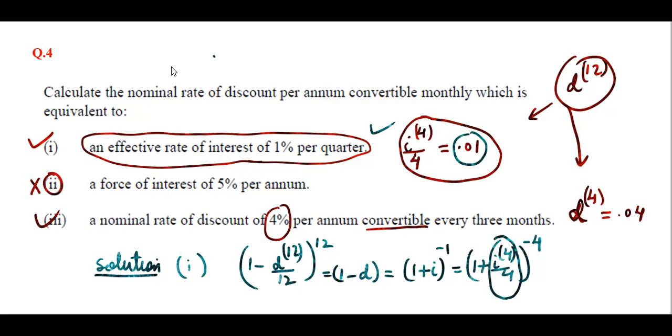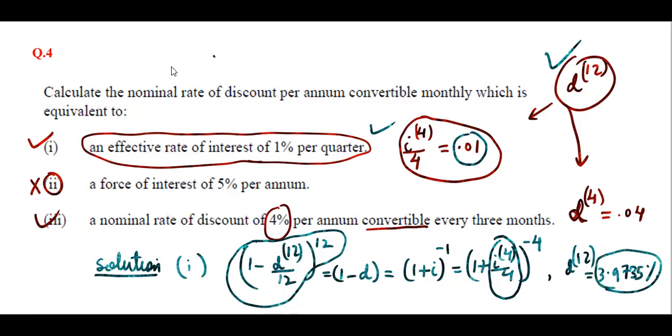So 1.01 power minus 4 is what? This expression. So then take 12 to this side. You get 1 minus d12 by 12. From that, you can find d12 by 12. From d12 by 12, you can find d12, because we need d12, not d12 by 12. This is very important. 3.9735%. This is what you will get.